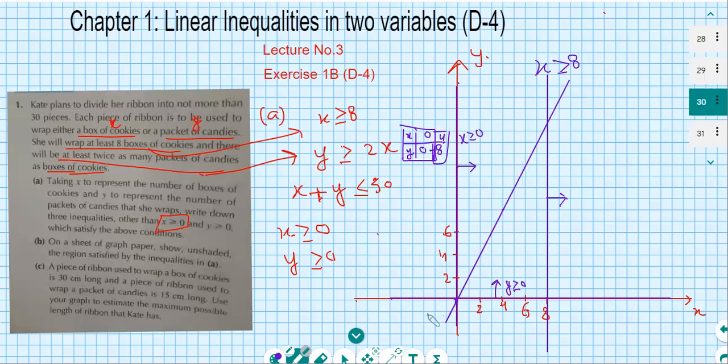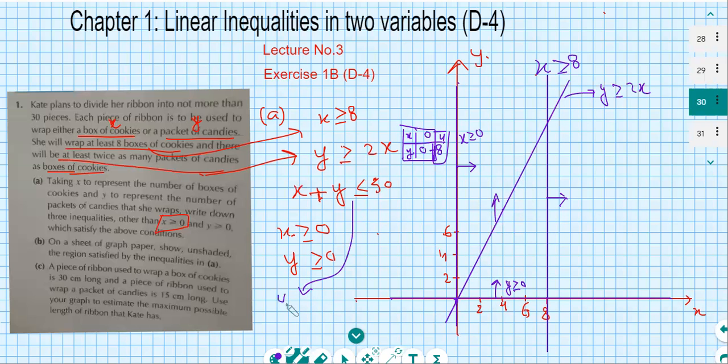This line. So basically this line is y greater than or equal to 2x. And it is greater, so it means the region is above here. Next one is x plus y is less than or equal to 30. So I'm making a table for it here.